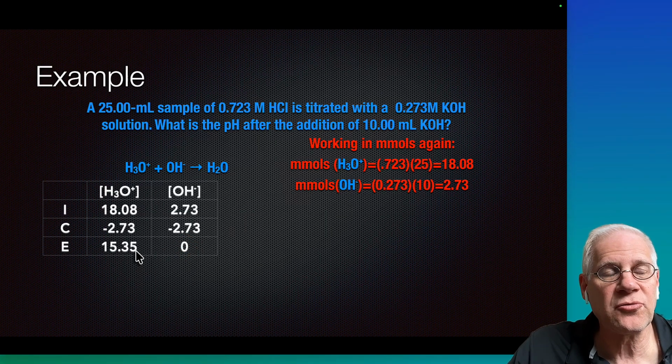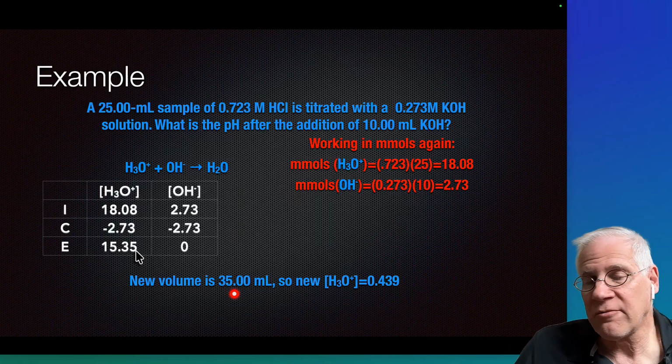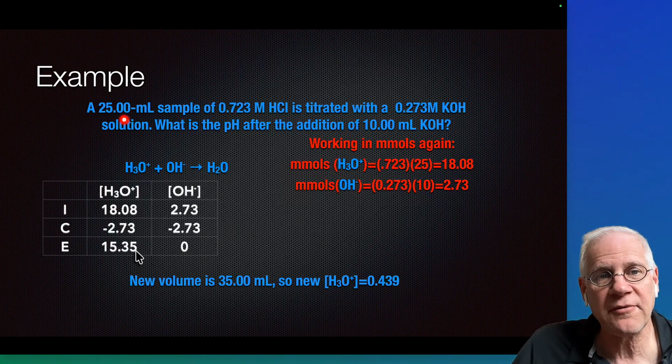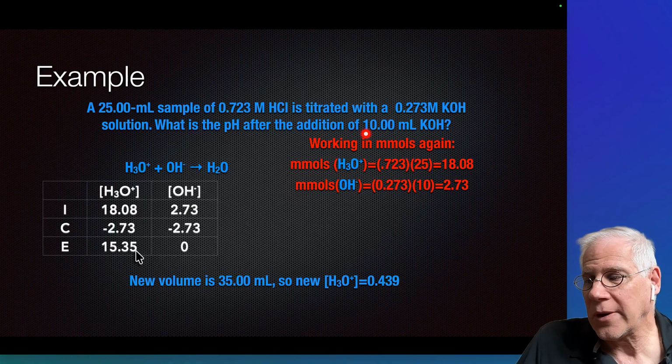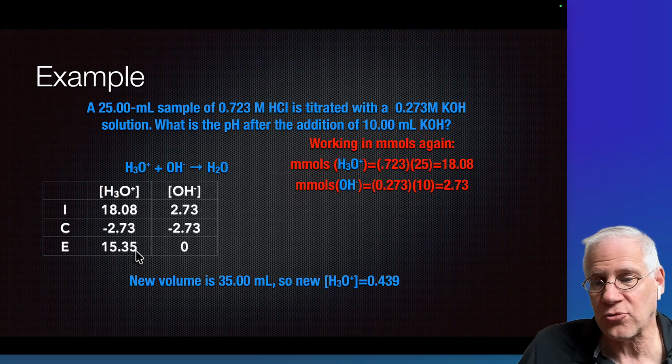So now what we need to do is calculate a new concentration of H3O+ in the solution. We have a new volume. This is one of the things that a lot of people forget to do. We have a new volume of 35 milliliters because we had a 25 milliliter sample that we started with. We added 10 milliliters of KOH. So now we have 35 milliliters of solution.